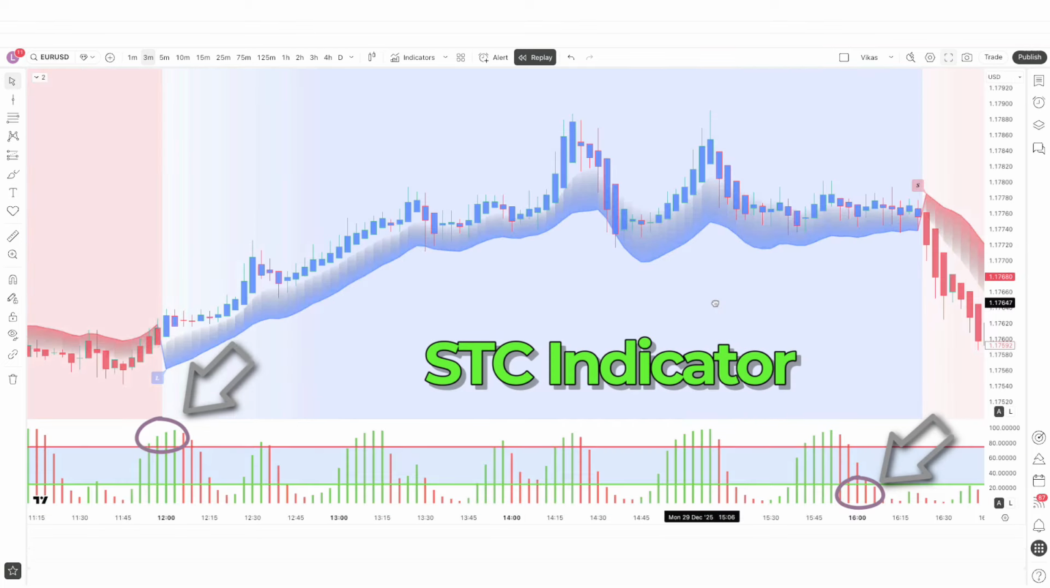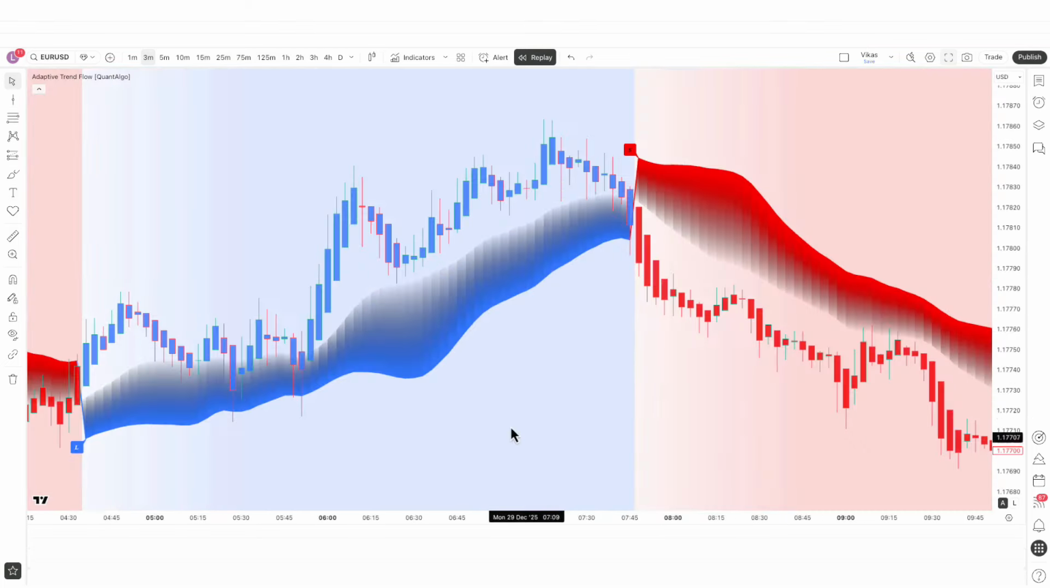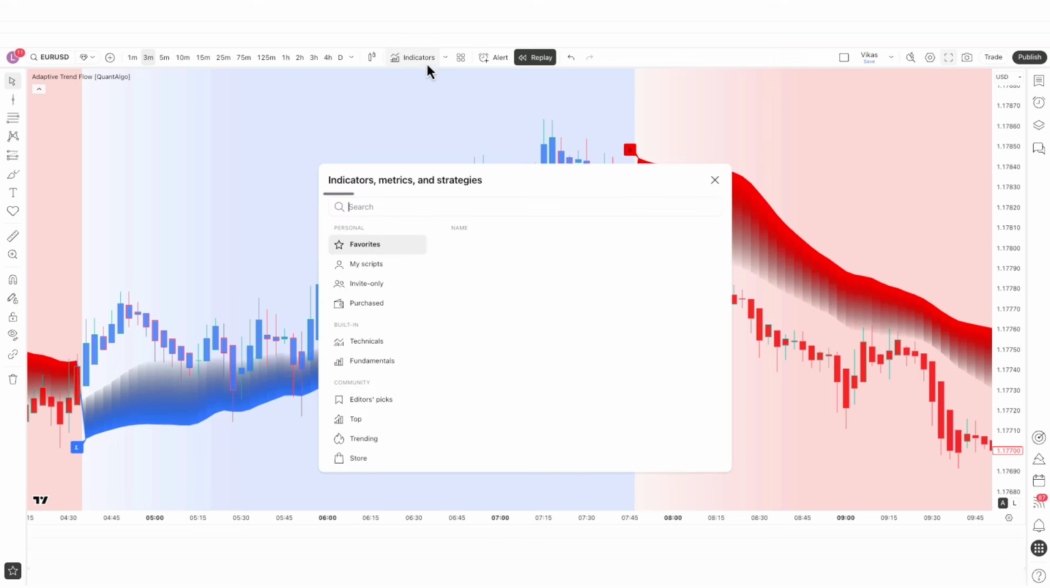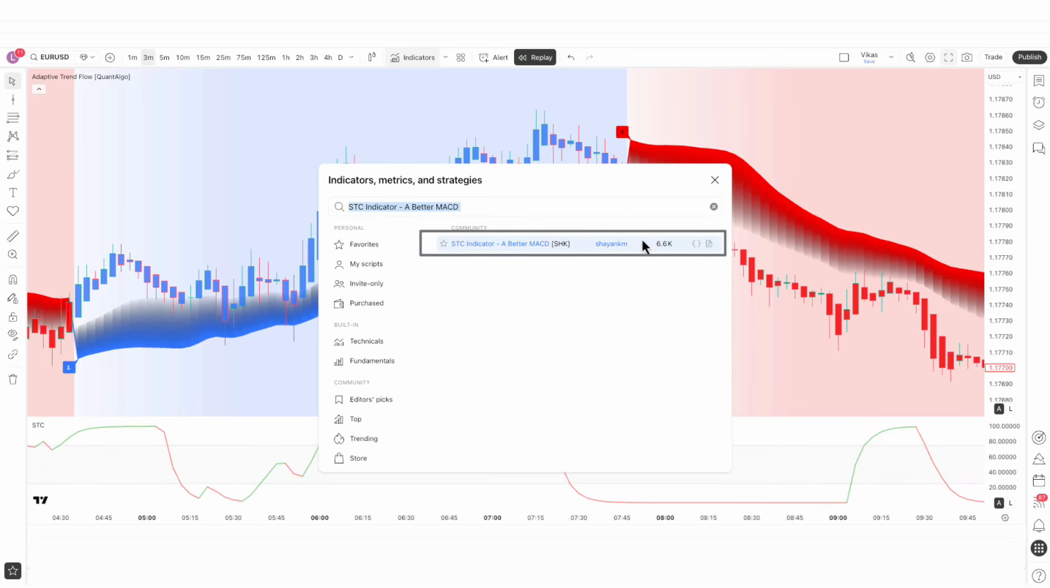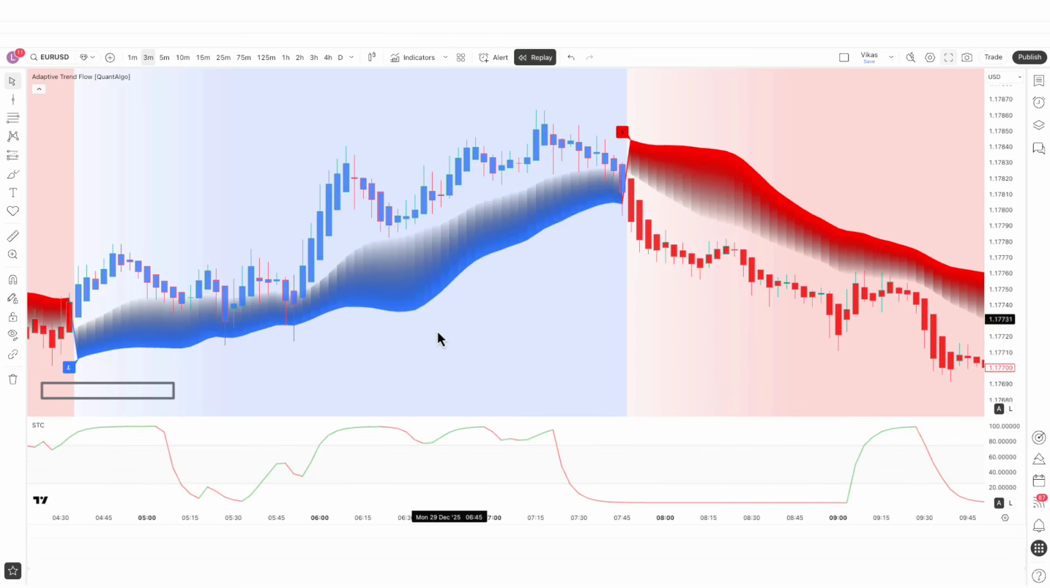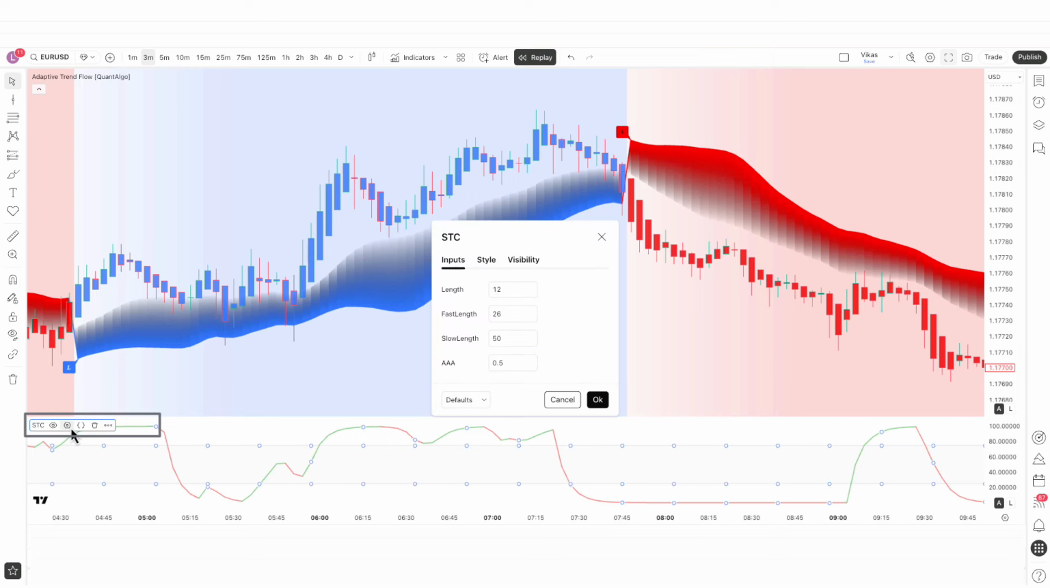The green and red histogram indicator we see in the chart is called the STC indicator. Let's go to the Indicator Search tab, search STC Indicator, and select the one called STC Indicator, created by Shay Ang KM. Now let's access the settings of this indicator so we can modify it to suit our strategy.